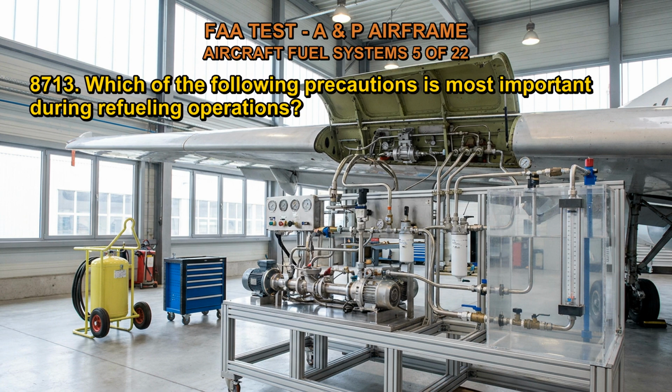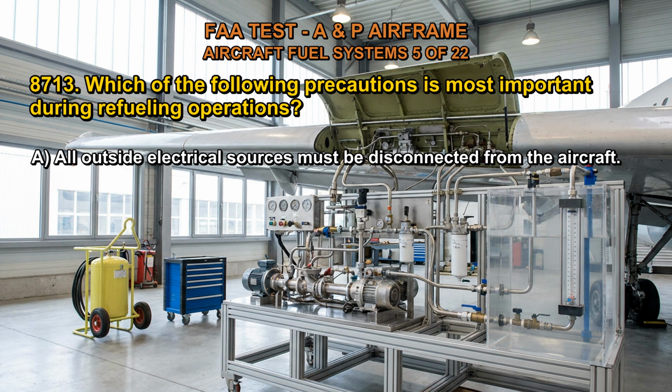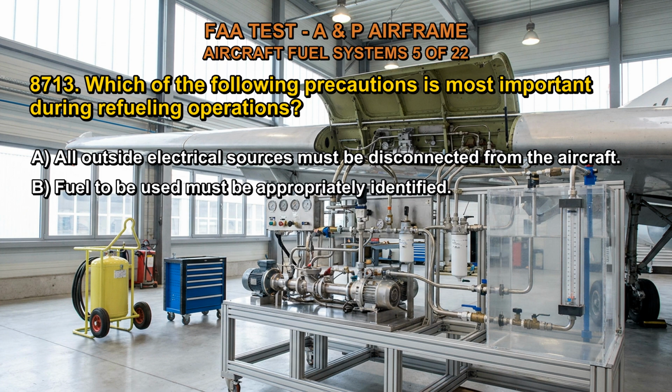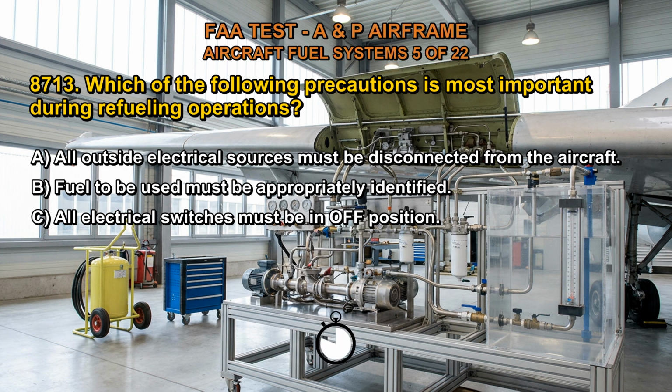8713. Which of the following precautions is most important during refueling operations? A. All outside electrical sources must be disconnected from the aircraft. B. Fuel to be used must be appropriately identified. C. All electrical switches must be in OFF position. The correct answer is B.